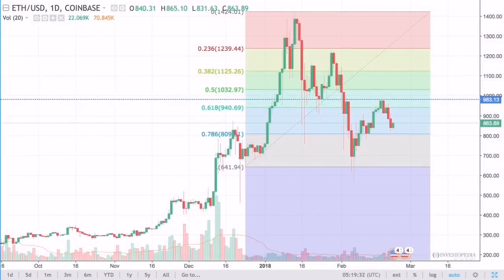Now, I'm asked the question, why do these Fibonacci retracements seem to work? They just sound like magic numbers. And the truth is they work because people believe they work, and so it becomes self-fulfilling.